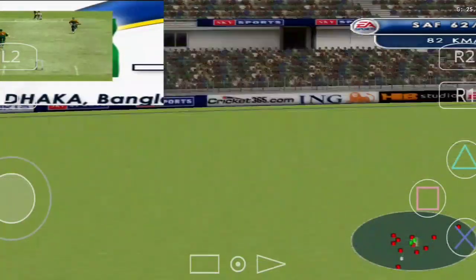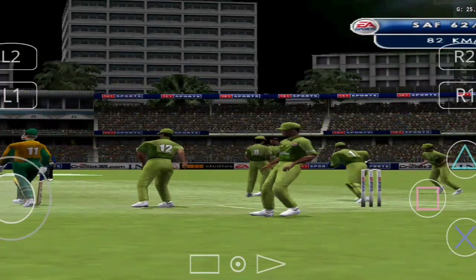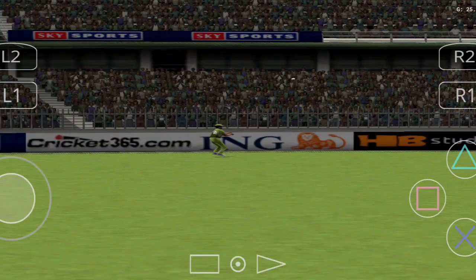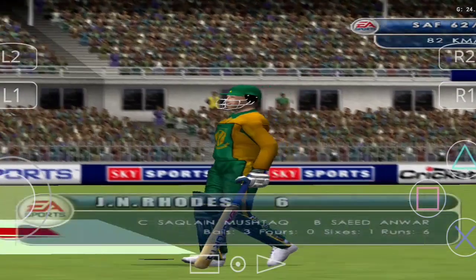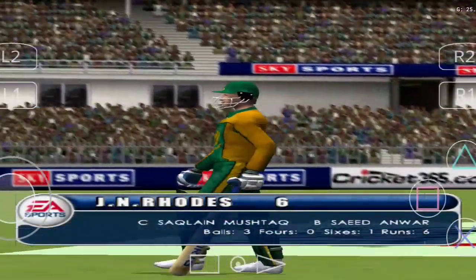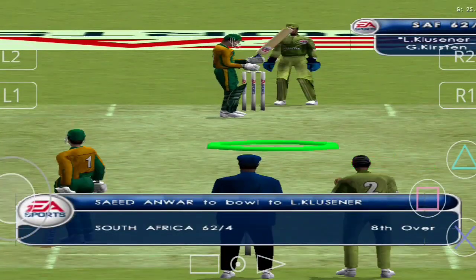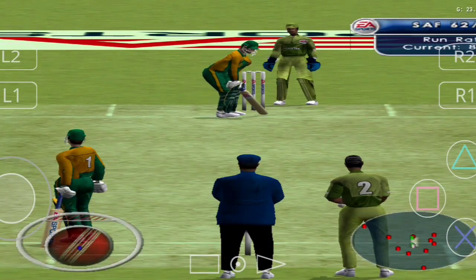White. Out. He's been caught. That was moving pretty quickly, and he did well to cling on to it. Rhodes goes for only 6. Klusner takes guard.